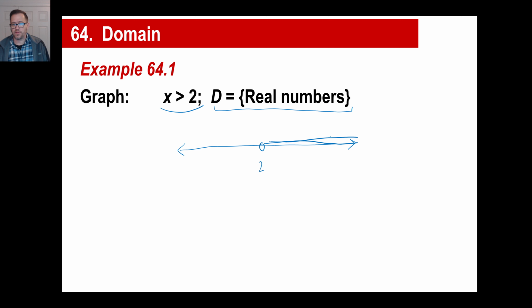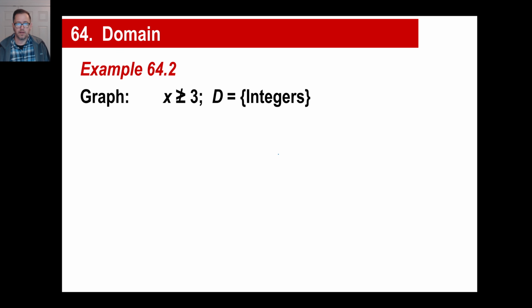Anyway, everything to the right of 2, not including 2, is what you're graphing. So that's what you'll be allowed to use. Here's another one. Now, we've talked about the trichotomy axiom before. Let's just do a little refresher about this.